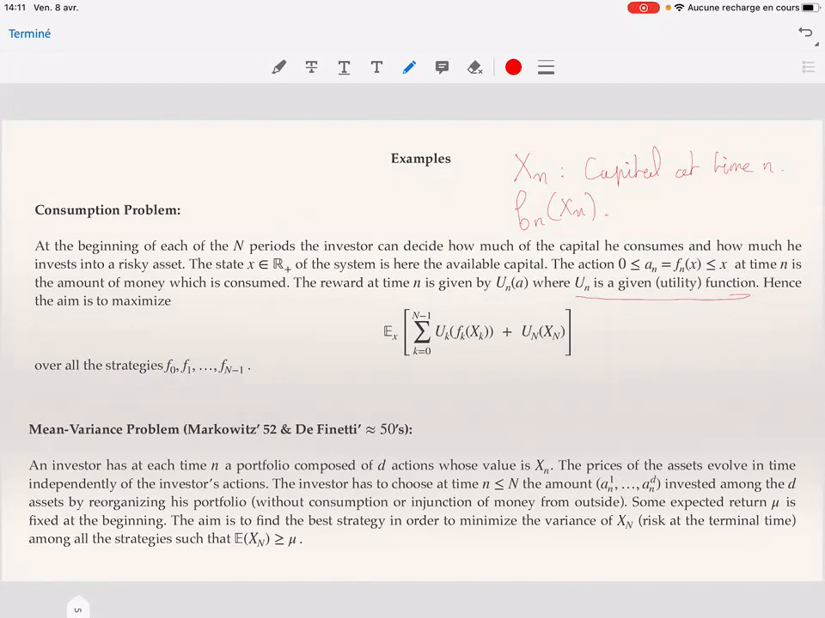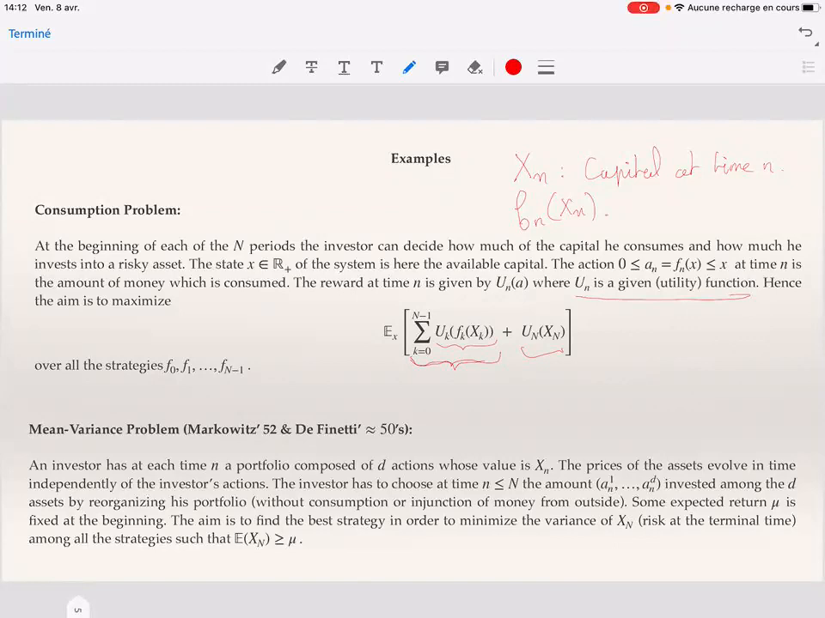because sometimes when you accumulate a lot of money, it is not so useful, not so beneficial for you to have so much money. But I will come back to this point later. So Uk of fk of xk in some sense represents the interest that you have in the consumption fk of xk that you do at time k. And so here is the total benefit that you have during this time period until time n minus one, and this is the final one.